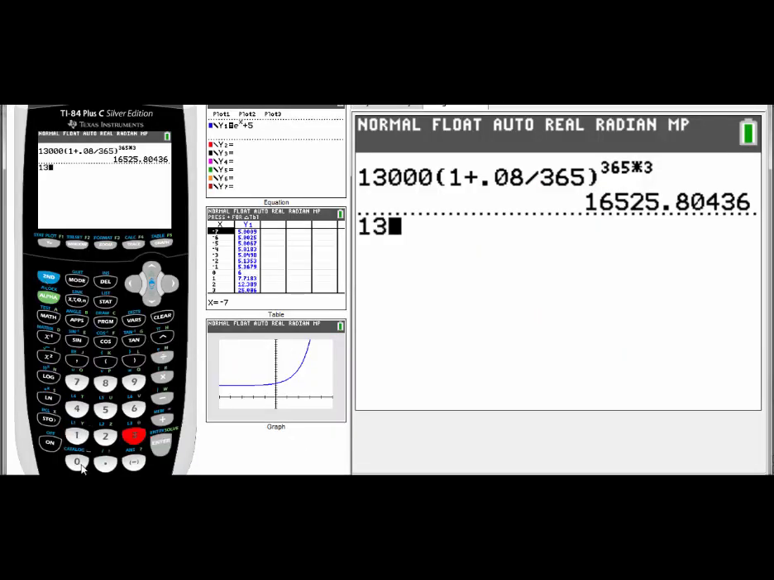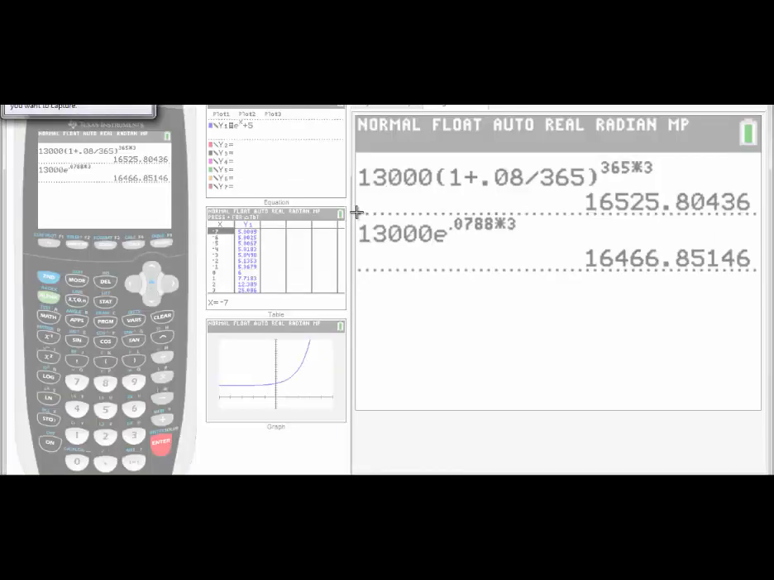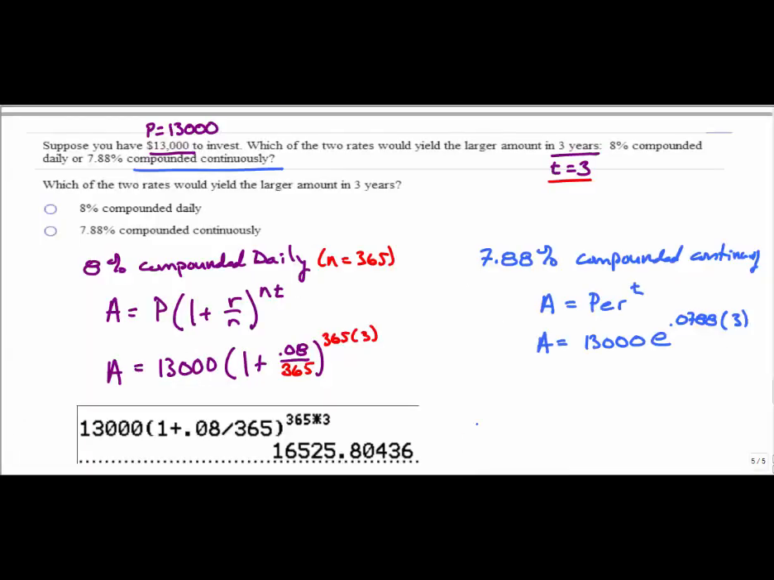So I'm going to have 13,000. I'll have e to the r, so I have an exponent. My r is 0.0788 times 3 years. So I have a different amount for this one. I have $16,466.85.